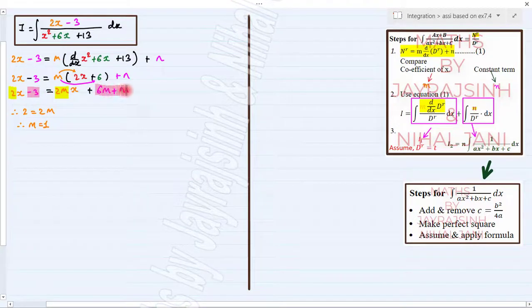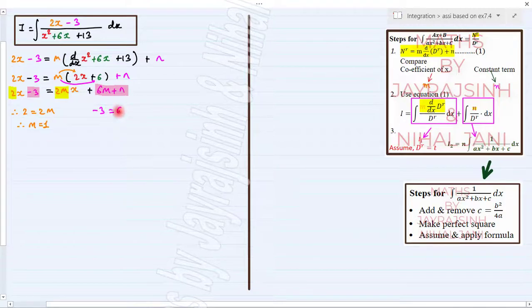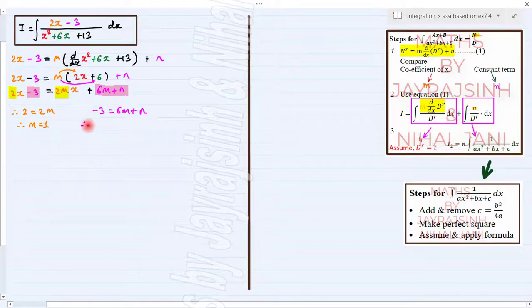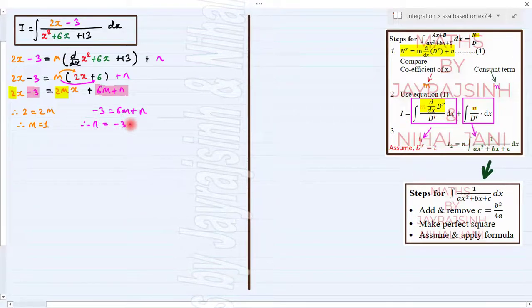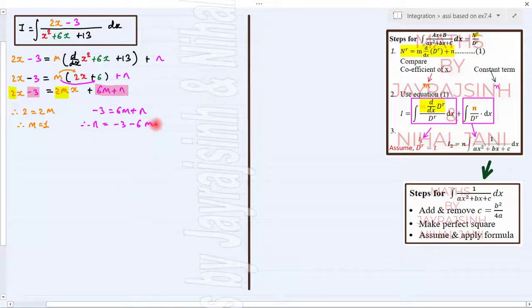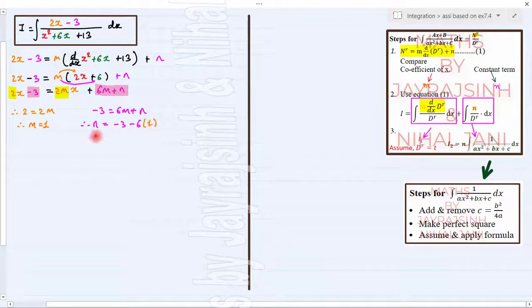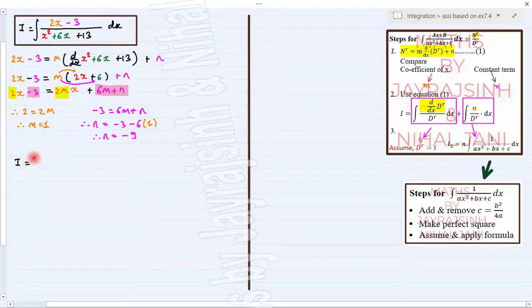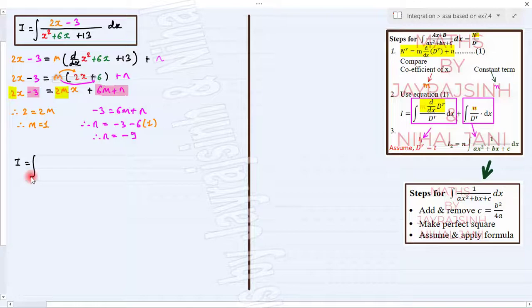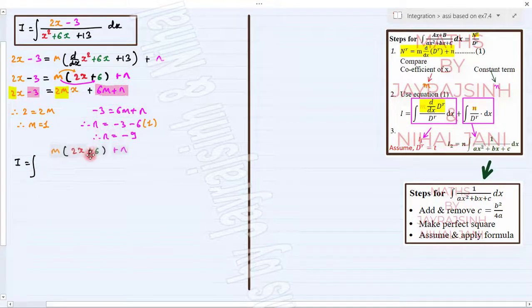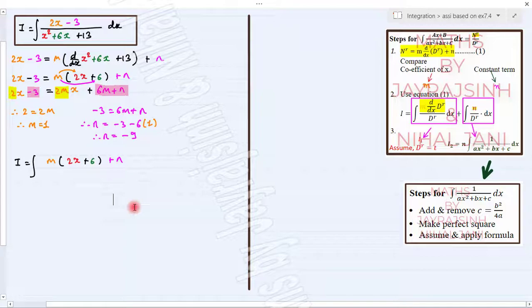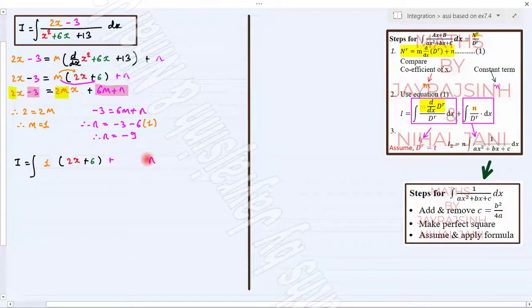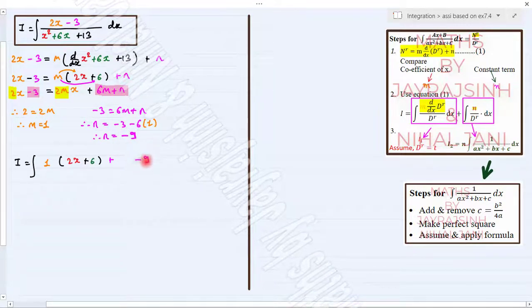Similarly, to get the value of n, we have to compare constant terms, which are minus 3 and 6m plus n, or we can say n must be equal to minus 3 minus 6m, where your m is 1. So, we will get n is equal to minus 9. So, we can say in our integration, instead of the numerator, we can place m into (2x plus 6) plus n, where your m is 1 and n is minus 9.